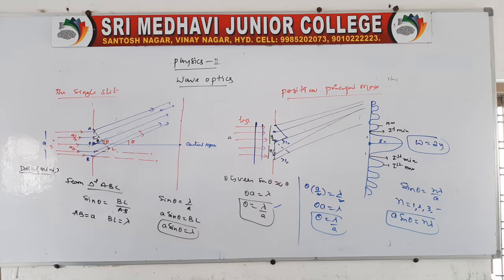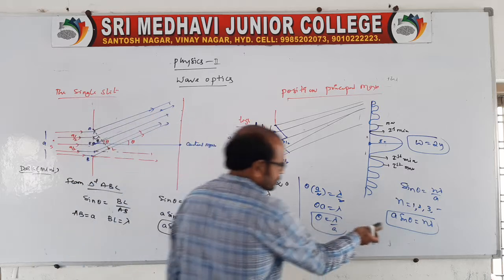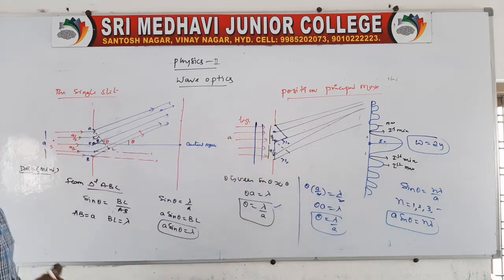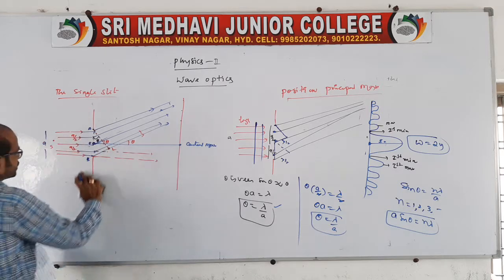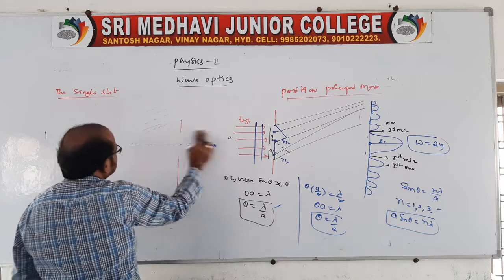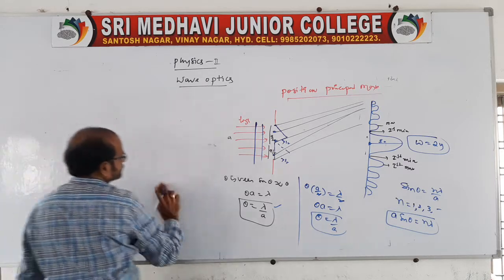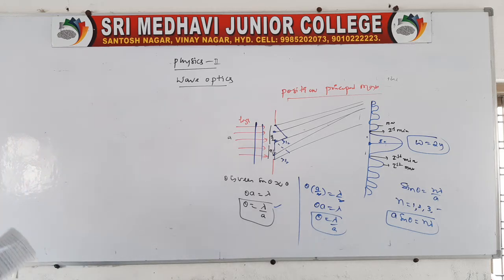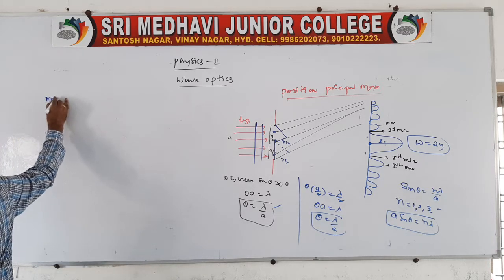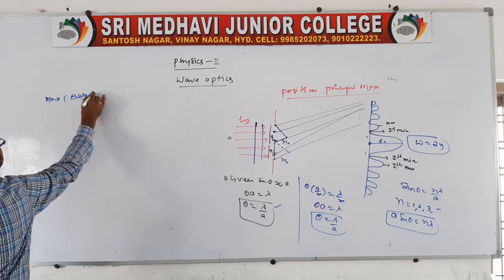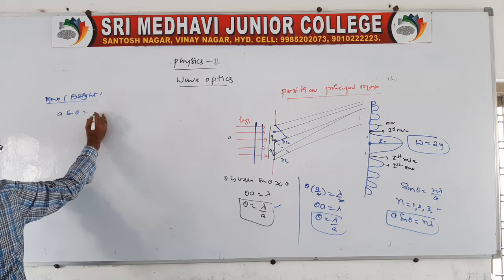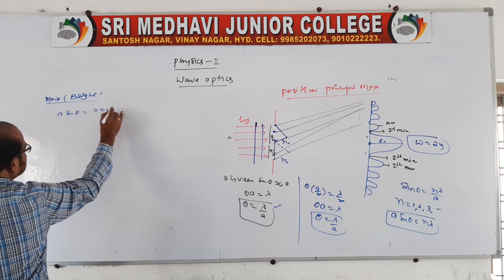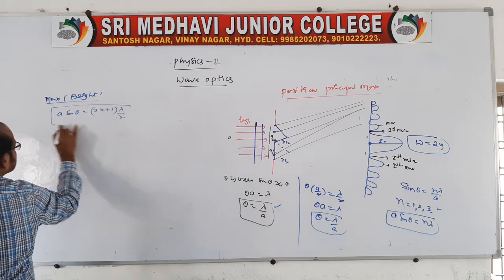Suppose you go for the maxima condition. You remember the minima condition is A sin theta equal to n lambda. Now, another one is the diffraction maxima. What will happen for the maxima condition? Now you remove this, not required. The condition for maxima, or bright, is A sin theta equal to (2n plus 1) into lambda by 2. This is the maxima condition.